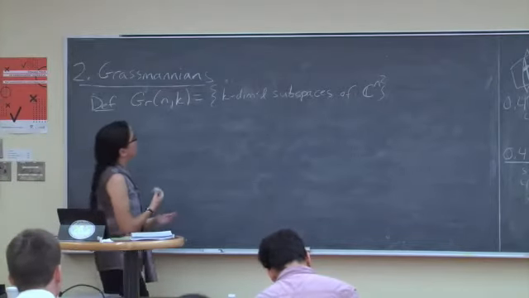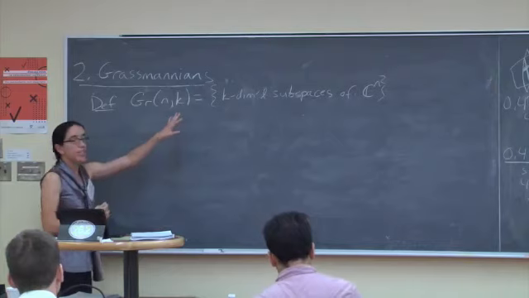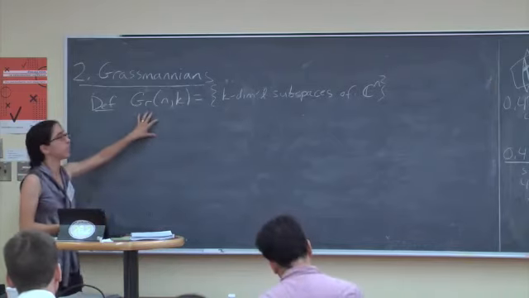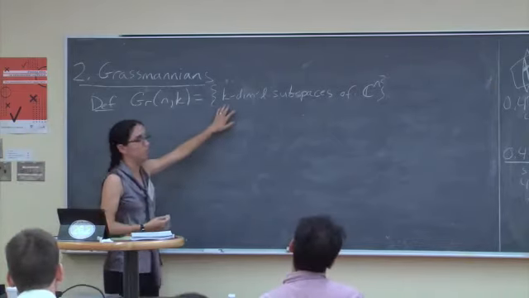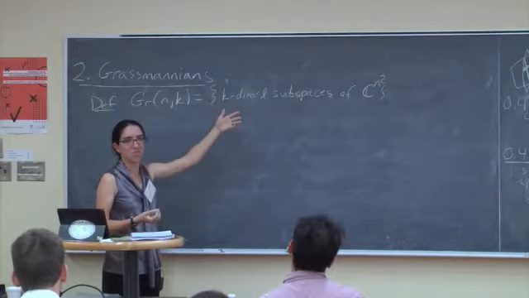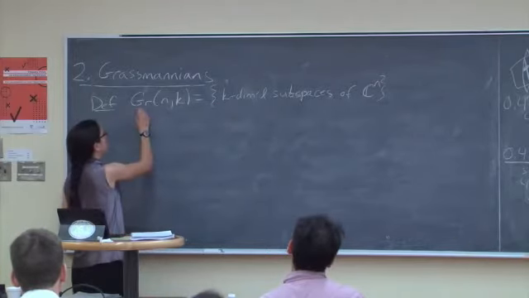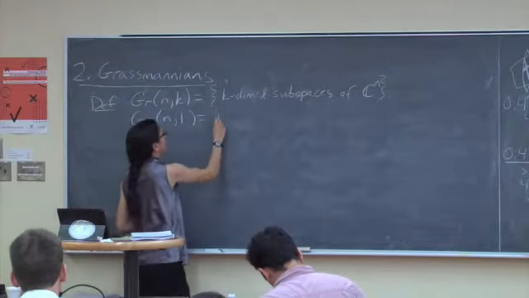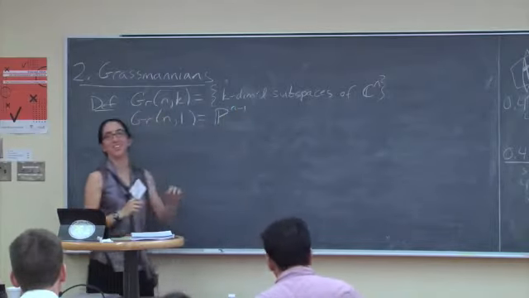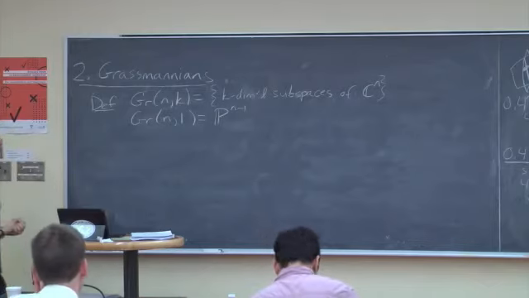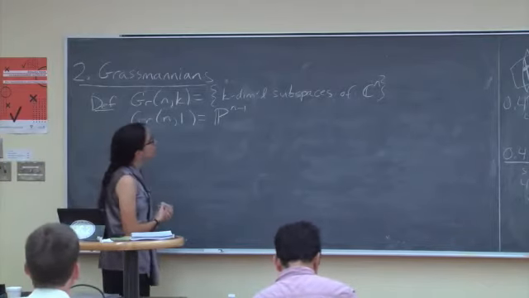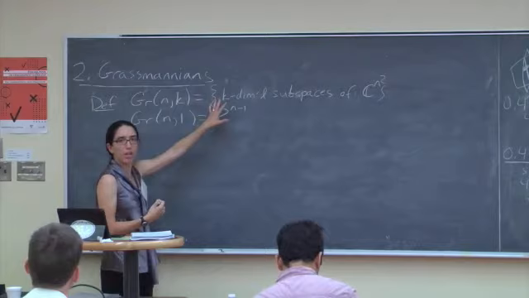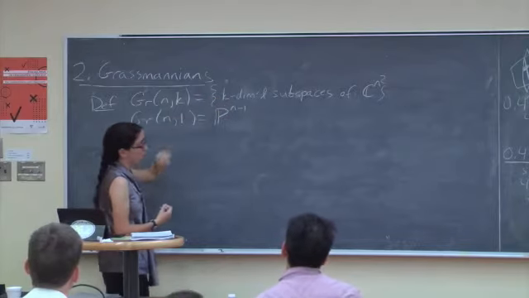Okay, so this is very similar to how we defined projective space at first. We defined it to be the set of 1-dimensional subspaces of some other space, right? So in fact, Gr(n, 1) is P to the n minus 1, right? Because we had that other notation. So how do we think of the Grassmannian? Well, we want to put a topology on it like we did for P^n. We want to think of it as a quotient space.